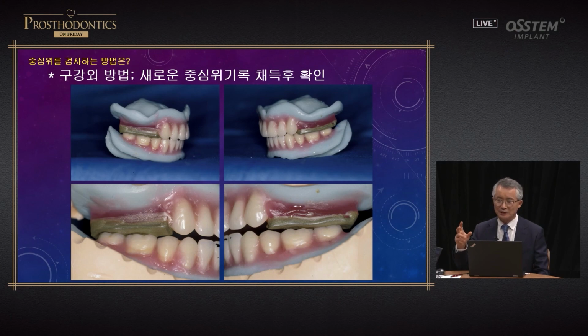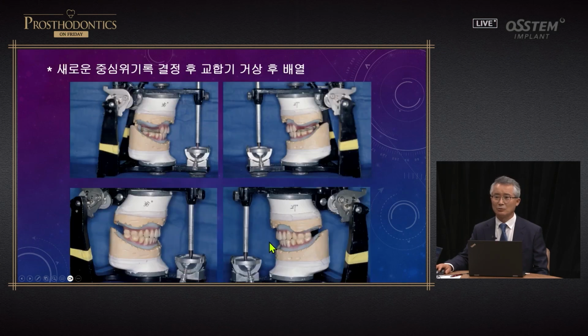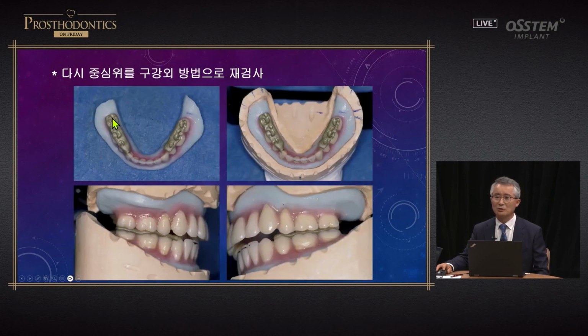If you cannot see it, it's right. It should be right when you cannot see it. If you can see it, then it's wrong. CR bite is taken once again. Mounting was done. And the artificial teeth are placed, and this was taken once again intraorally, and using this extraorally checking was done.